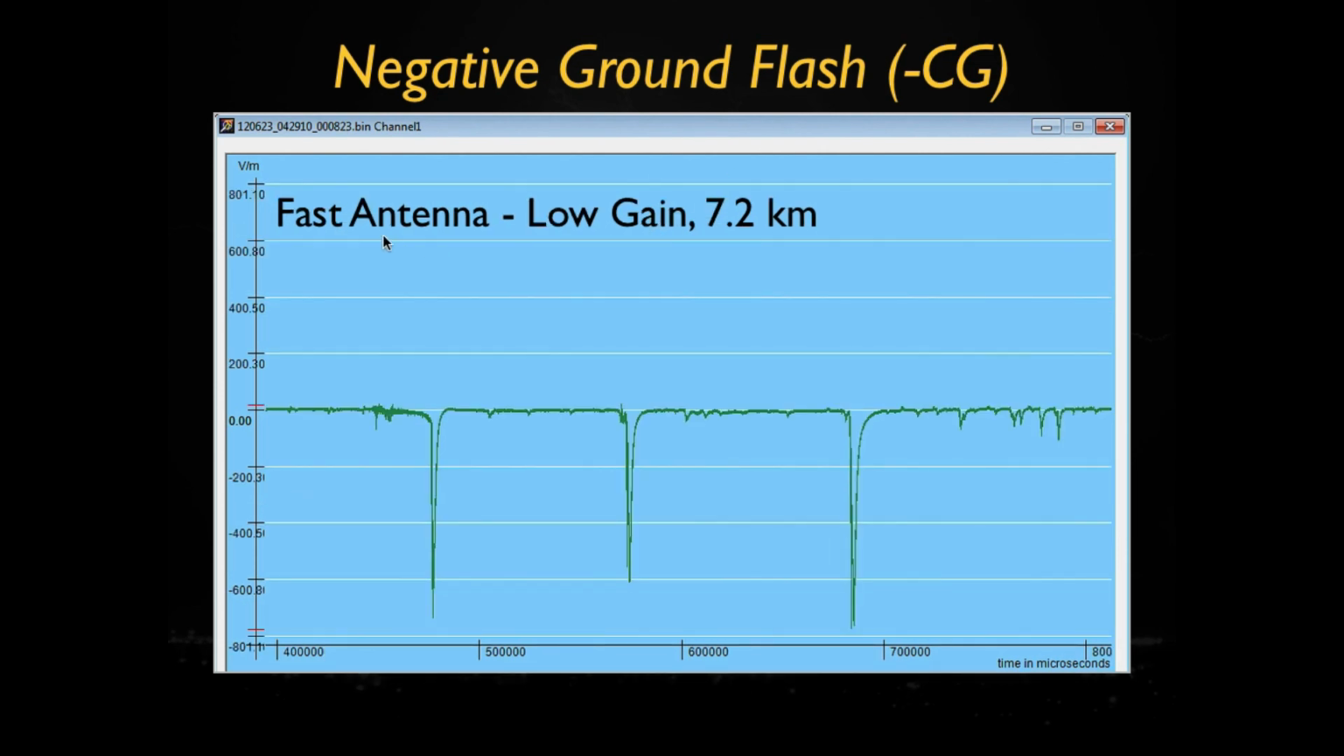Now if we move away, same fast antenna low gain now at 7.2 kilometers away, we're actually beyond the reversal distance. You guys have discussed the reversal distance. So now when we see the leader change, it deflects downward due to being beyond the reversal distance. We see the leader change and then the negative deviation due to the return stroke. And notice that all the pulses are also in the other direction than the previous plot.